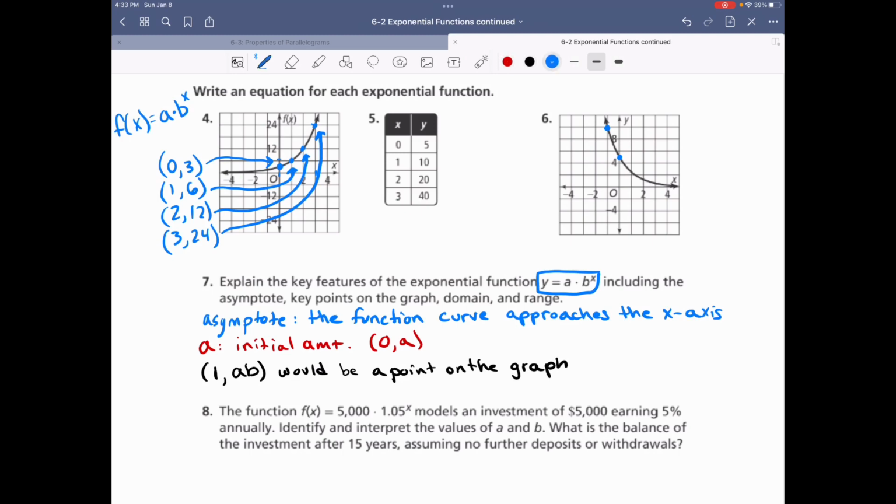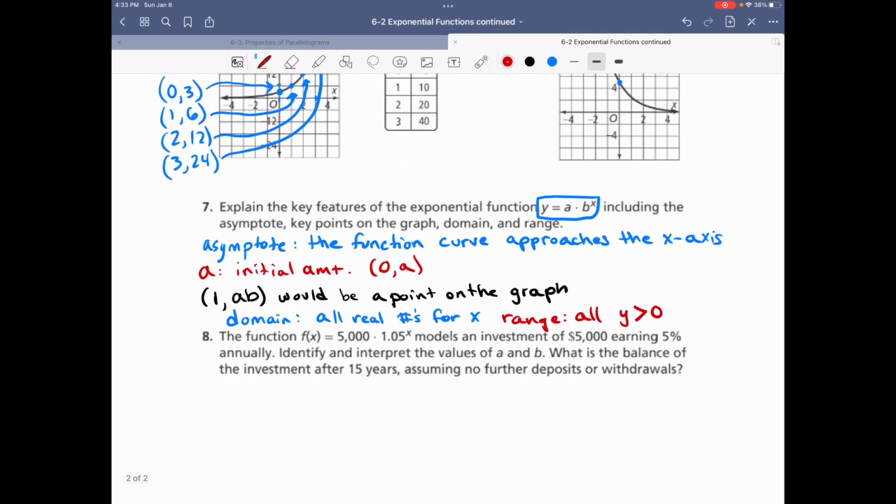The domain is all x, the x values would be all real numbers. And the range would be all positive values for y, so all y's that are greater than 0. And it can't actually equal 0 either. Y will never equal 0 because of the asymptote. And I think you guys can figure out number 8 based on our notes from yesterday.